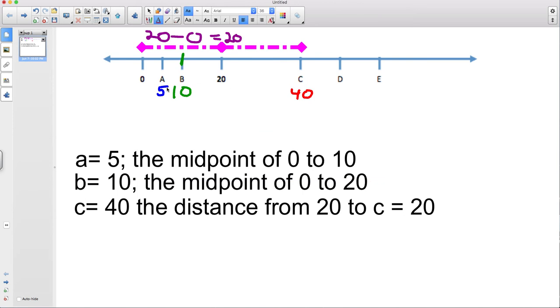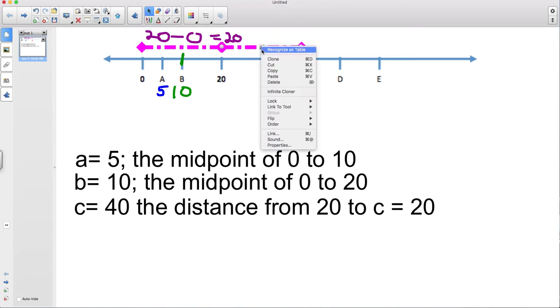Now, looks like I have A is 5, B is 10, C is 40. Now let's take a look at D. Well, you know what? Actually, maybe I'll take a look at E first, because E looks like it's the same distance from 40 as 20 is to 40, or in other words, another one of these. So let's just prove it.